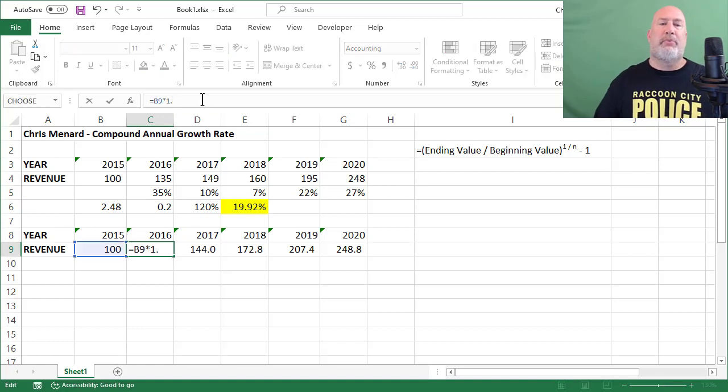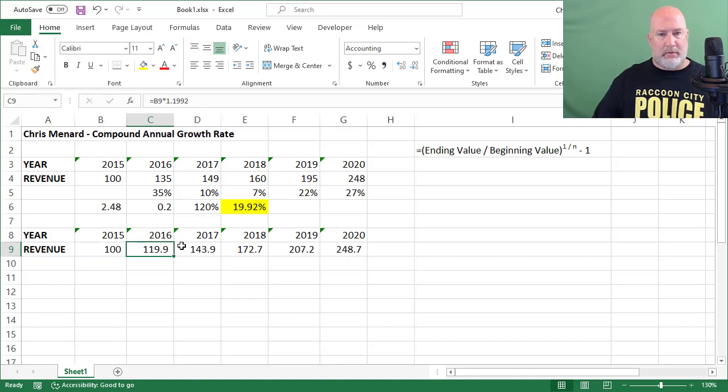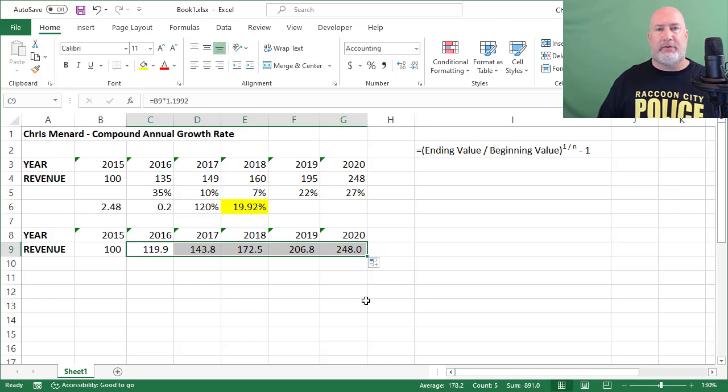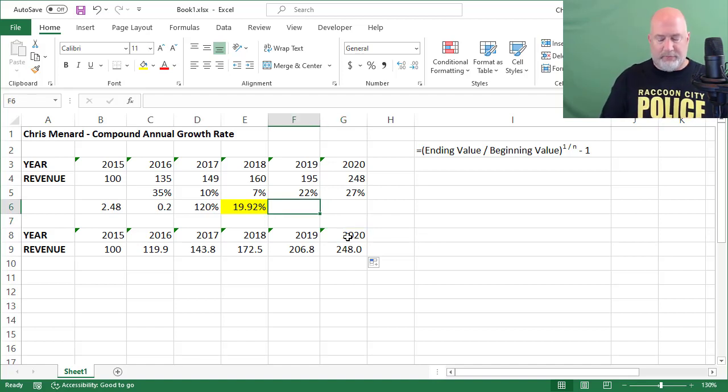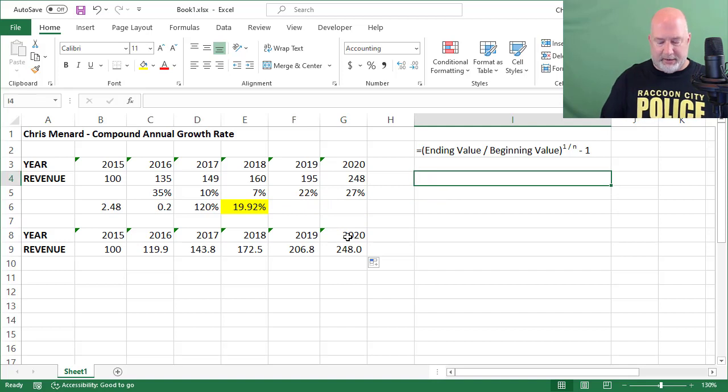Here we go, 1.1992. Crosshairs, fill again. Right on the money. So 20% rounded up compound annual growth rate. If you want to see it as one formula before I started getting into analyzing customers, subscribers, one formula would be this. I'll put it right here.